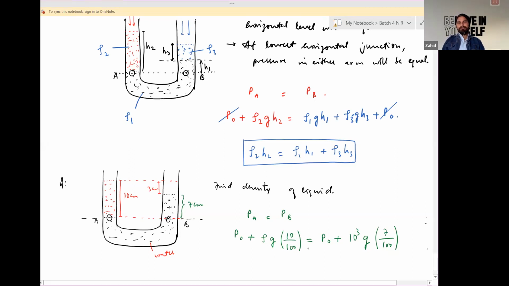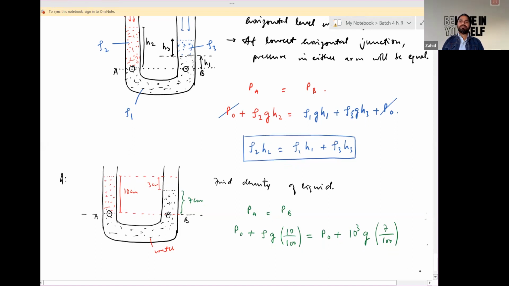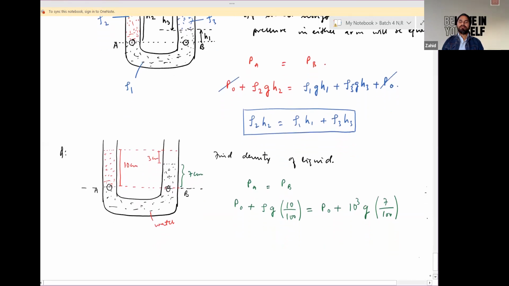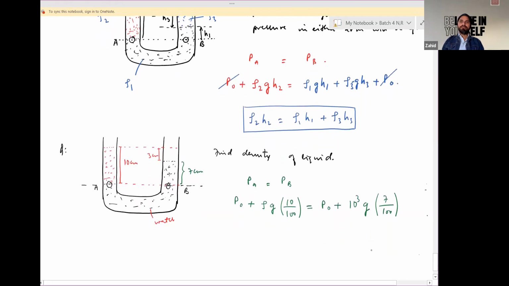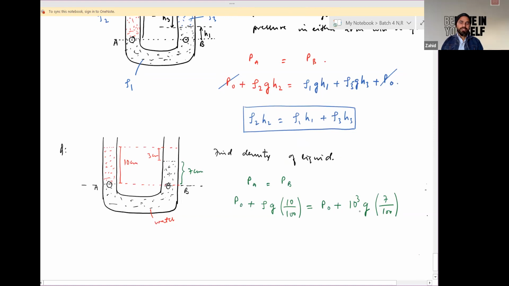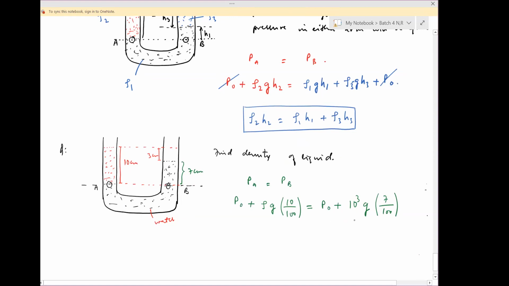Nabila, is it clear how I've written this? Where did you get 10 cube from, sir? Density of water, pressure in this column will be rho g h. Rho is density of water, that is 1000, 10 to the power 3. Oh, okay, sir.